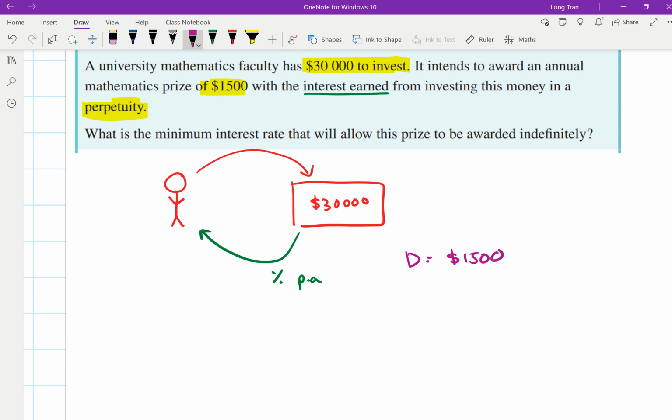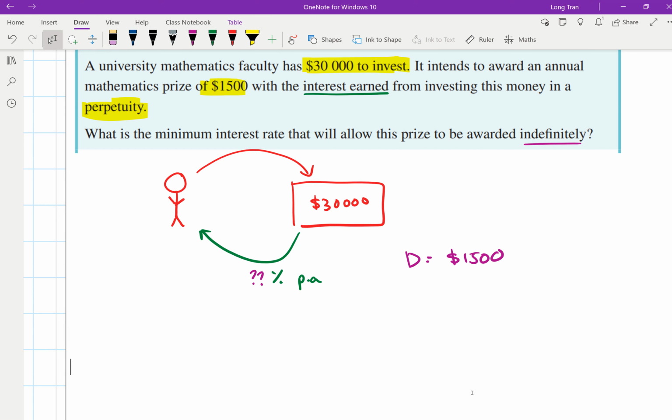So the question is, what is the minimum interest rate that will allow this prize to be awarded indefinitely? Meaning, we've got the amount of $30,000 invested. We need to know, what rate can I guarantee that I will get $1,500 back? So what percentage of $30,000 will give me $1,500 continuously?